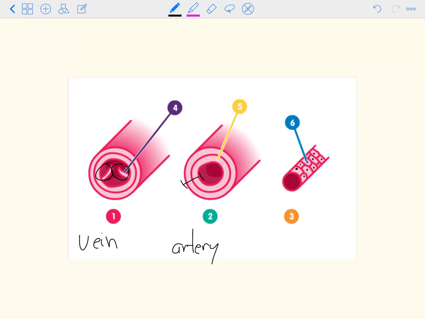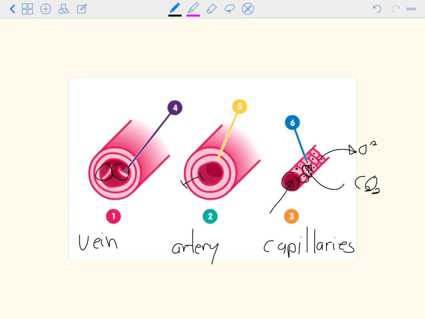So the smallest blood vessels are known as capillaries. So they have very thin walls. The walls are only 1 cell thick, which you can see here. So this would be 1 cell, this would be another cell, and only 1 red blood cell can fit through the capillary at a time. This is to make it as easy as possible for all of the oxygen to leave the blood and the carbon dioxide to enter the blood.